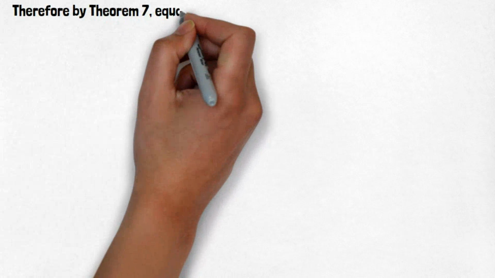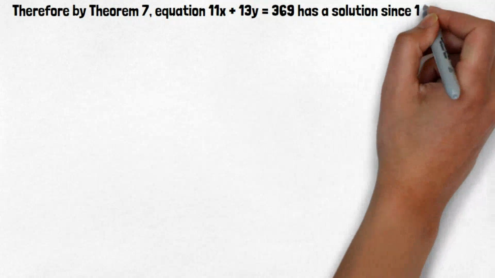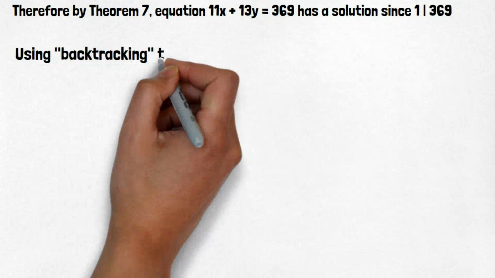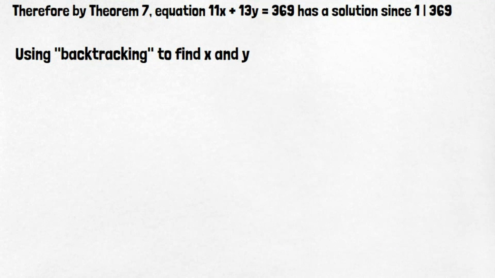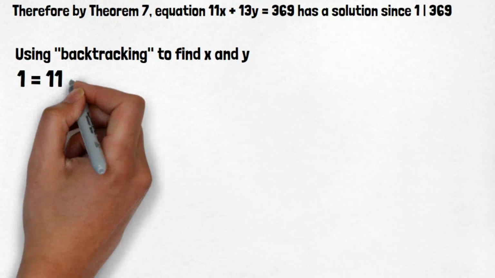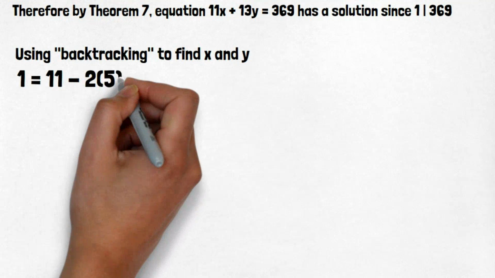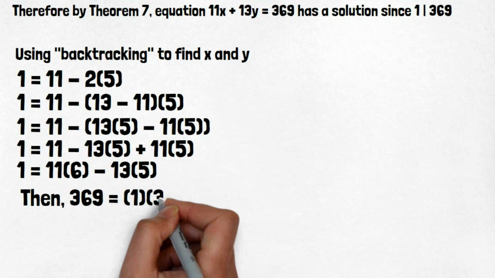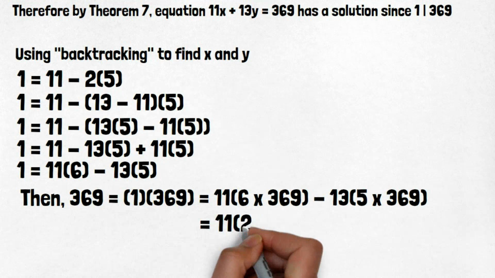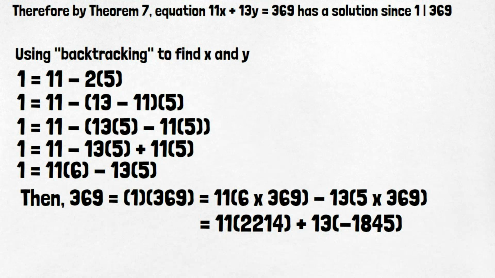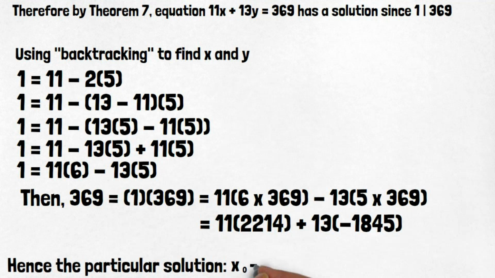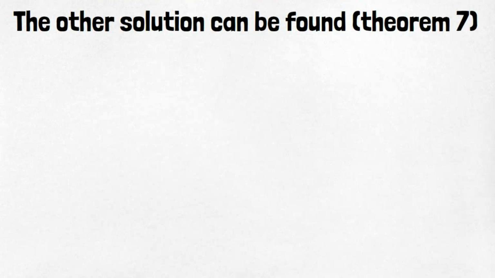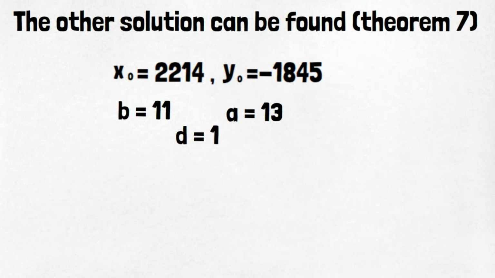The equation has a solution since 1 divides 369. To find x and y, we need to use backtracking. Our GCD 1 is equal to our b, which is 11, minus 2 multiplied by 5. We simplify the equation in terms of 11 and 13. Then we find x is equal to 2214, y equal to negative 1845. To find the x and y equation, we need to list all information that we get.